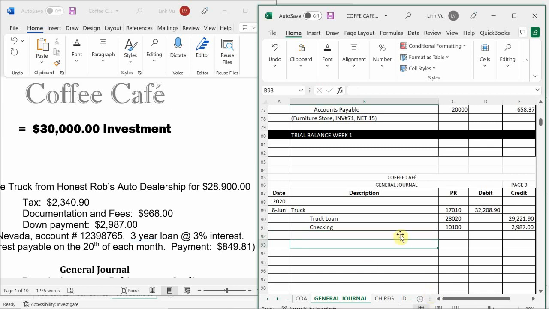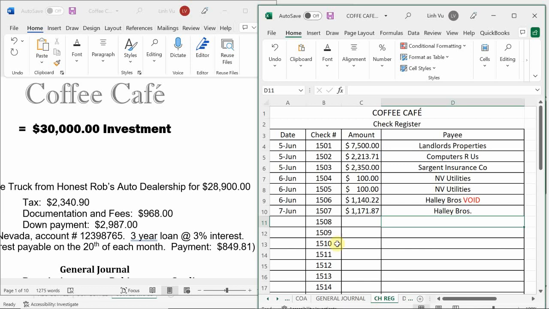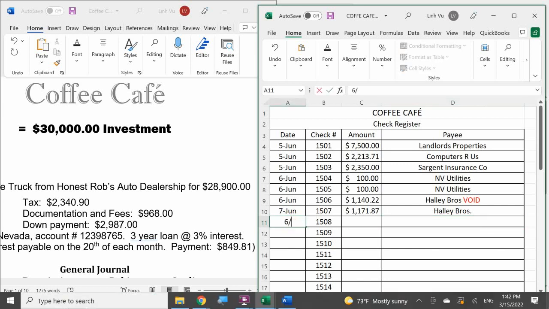Okay, and things that I need to put in here in my description. First off, I need to cut Rob a check because I made a down payment, right? It is the 8th. We made a down payment for $2,987. Honest Rob's Auto Dealership.